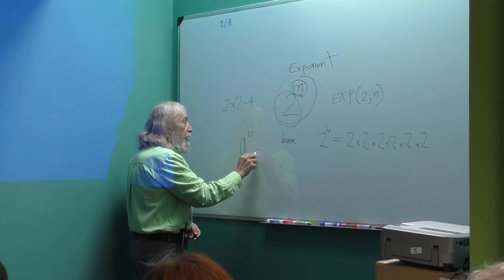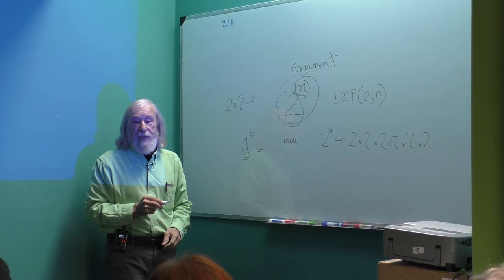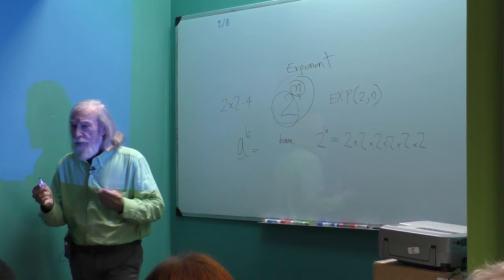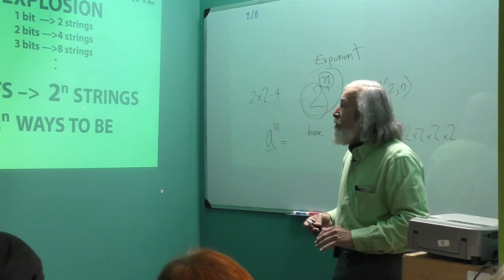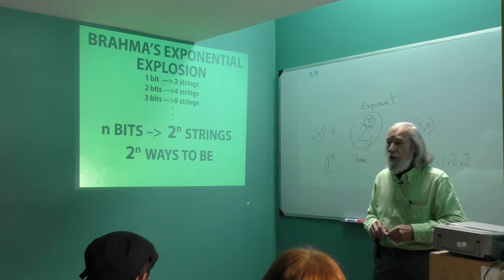It means take the guy that's on the bottom, multiply him by himself the number of times by what's on top. So this will come by again, and that's what exponentials are all about. Okay, so with n bits, we get 2 to the n strings. That's called an exponential explosion because it really grows fast.